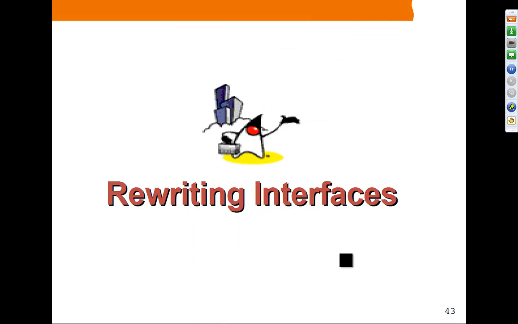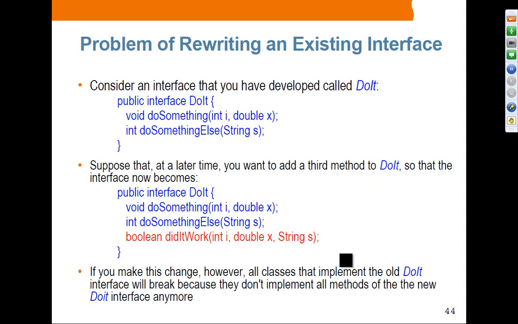Okay, so the next topic is rewriting interfaces. Let's talk about the problem that you might experience when you are rewriting an existing interface. Let's say you have defined an interface and you have provided implementations, in fact several implementations. The existing interface that you have is doIt. This doIt has two methods, do something and do something else. This interface has been implemented by other developers.